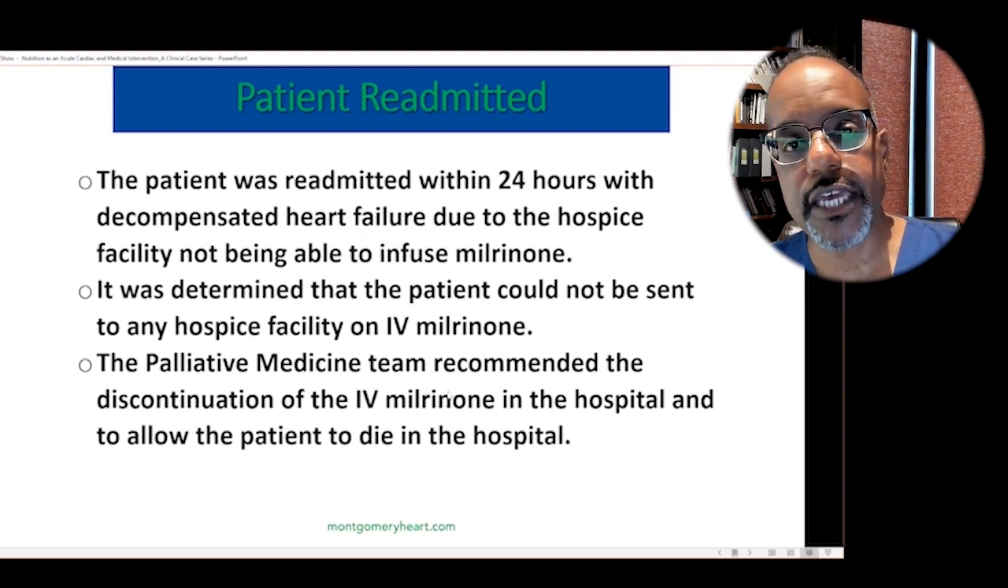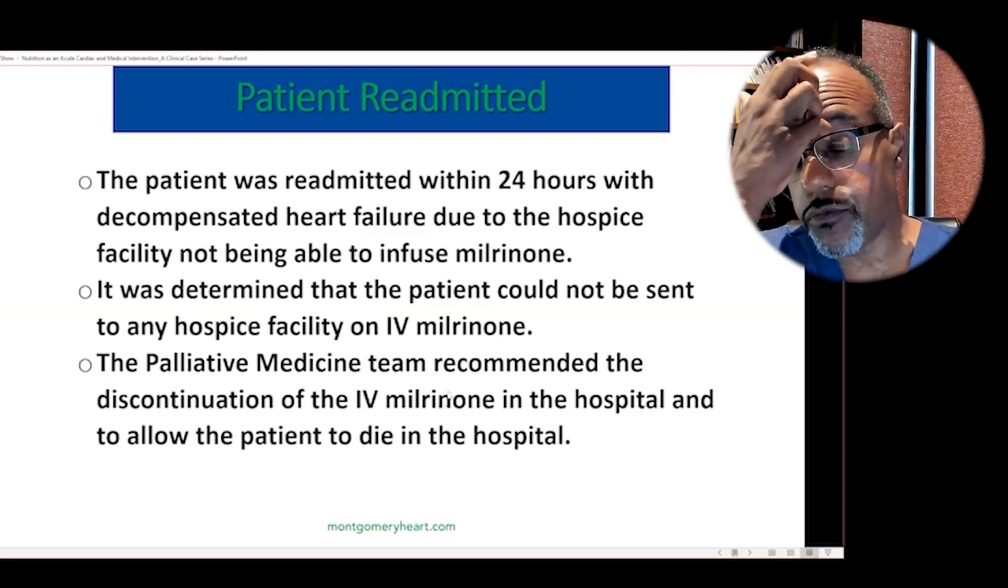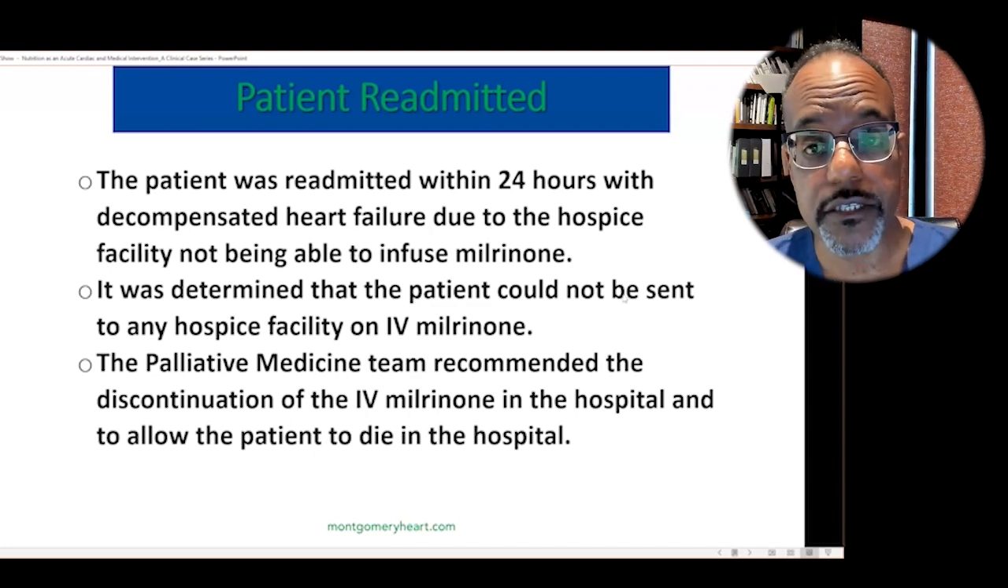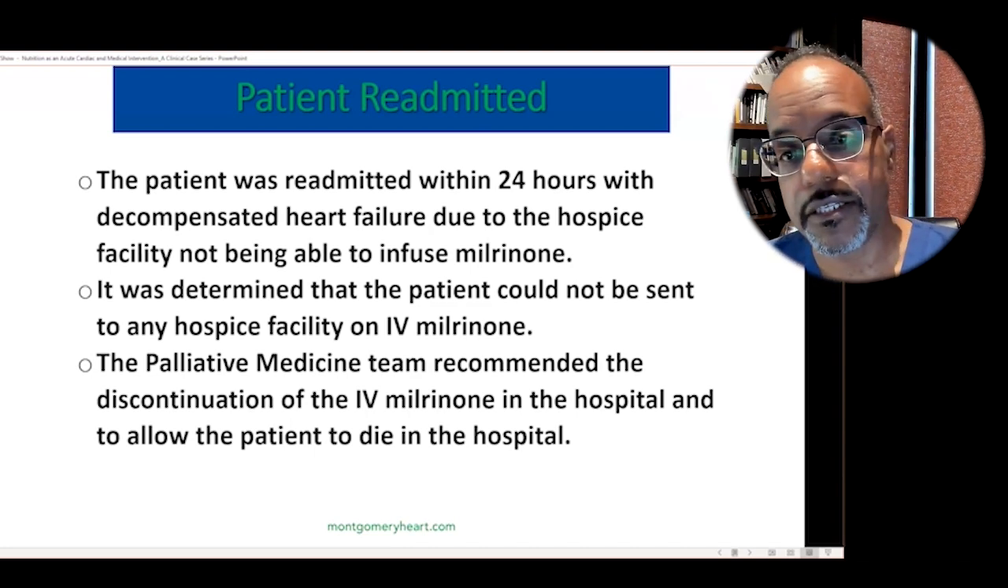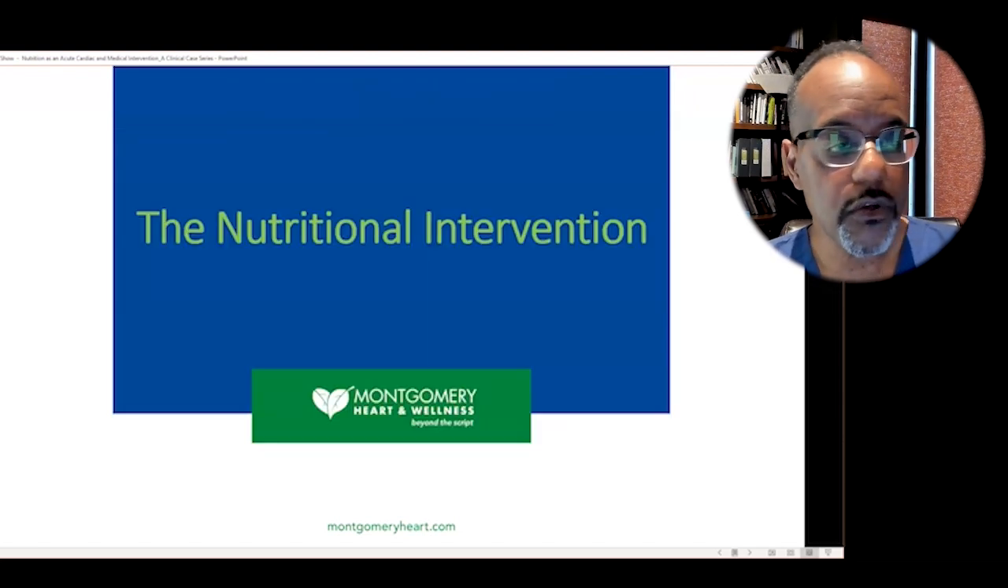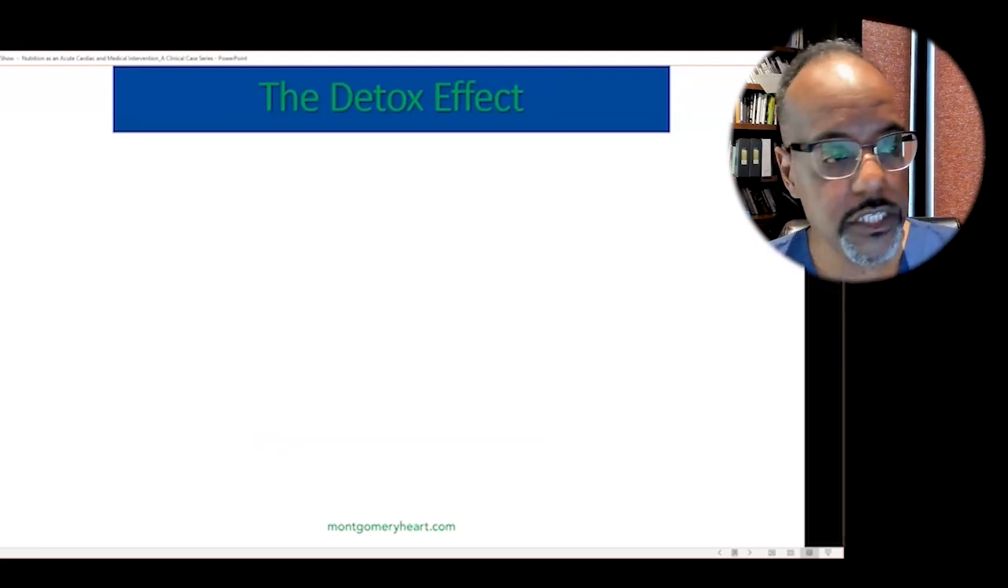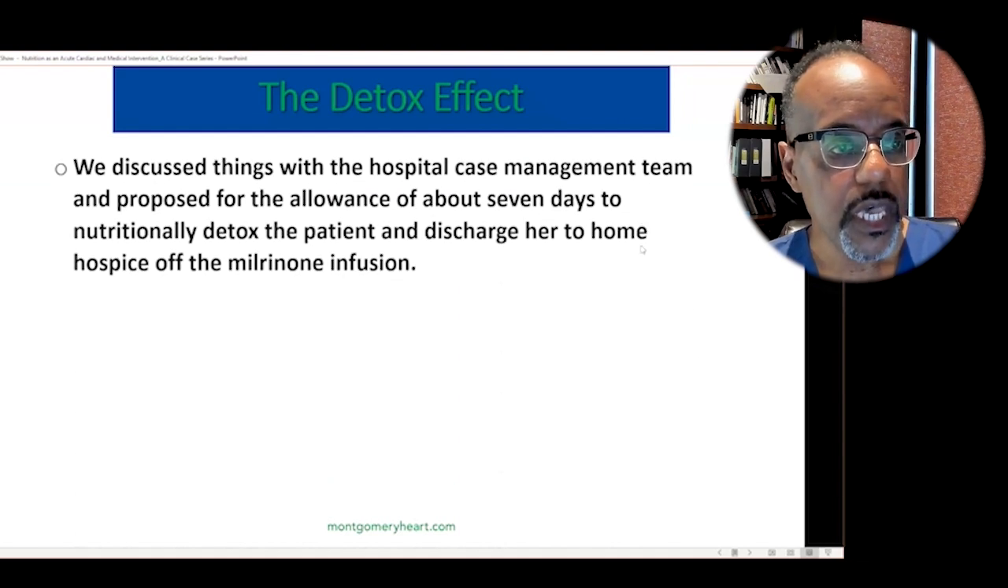A lot of patients die in the hospital. So I went and saw the patient in her room one day. She was crying and said, look, they're going to stop the medicine. And they told me I can order my last meal, have my family come and see me. So I said, well, let's try this. And I talked to the hospital case manager. I said, look, give us 7 days and we'll try one more thing.